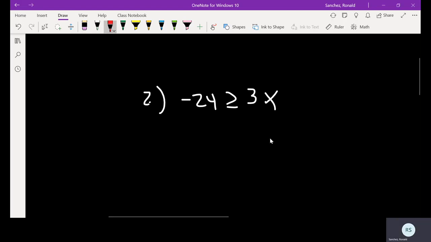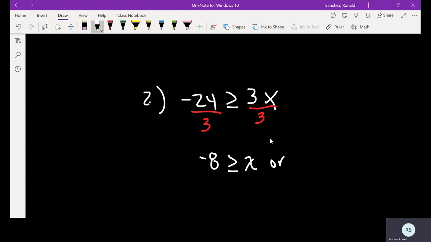Now, how do we get rid of that 3? We use inverse operation, and the inverse operation of multiplying times 3 is to divide by 3. So I am going to divide by 3 on both sides. So we get -24 divided by 3 is -8. It's greater than or equal to x. Or I can write it as x is less than or equal to -8.